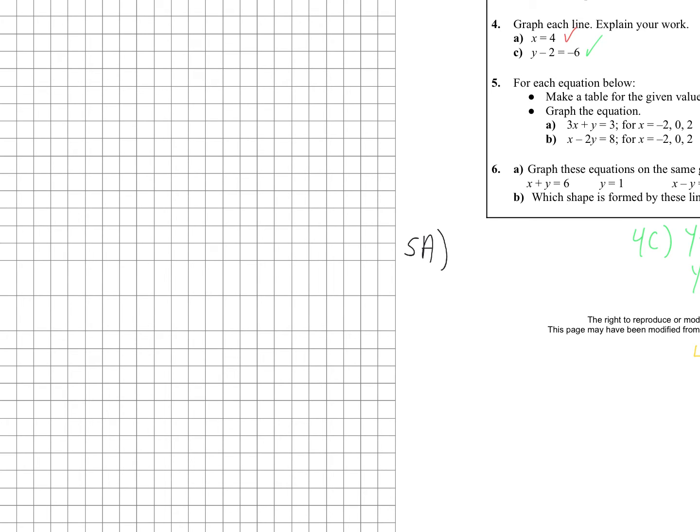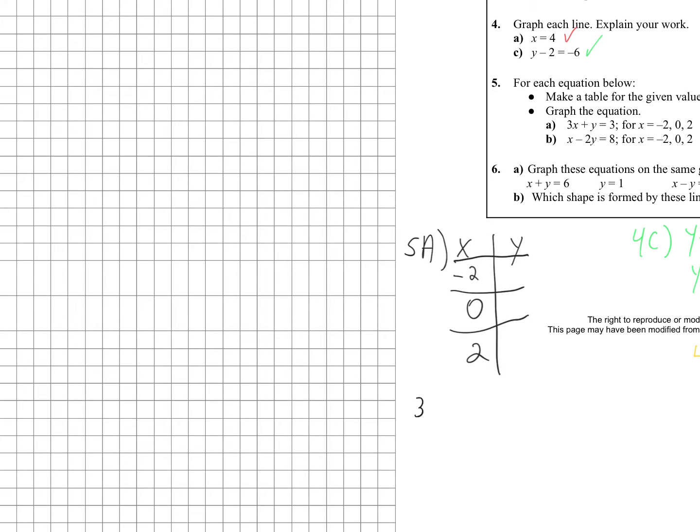For 5a, we have a table of values. We have x and y, with x values -2, 0, +2. And I have this equation that I've been given right up here, which is 3x plus y equals 3. So I'm going to write this equation in right here.